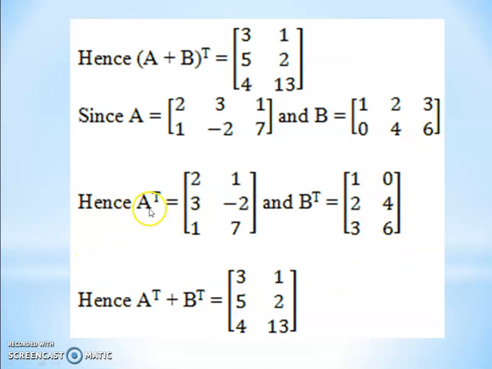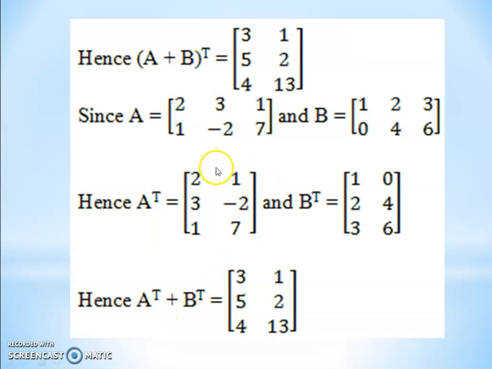Now we have to take the addition of A transpose plus B transpose. 2 plus 1 is 3, 1 plus 0 is 1, 3 plus 2 is 5, minus 2 plus 4 is 2, 1 plus 3 is 4, 7 plus 6 is 13. So we derive the answer in the form of... we have given that (A plus B) transpose is what? 3 1 5 2 4 13, and we derive A transpose plus B transpose, same answer, 3 1 5 2 4 13.